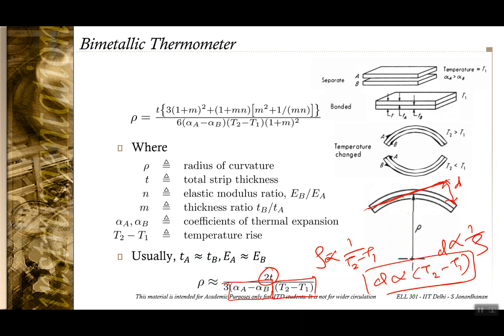Rather than rho, we will calibrate the dial based on the deflection, or deviation d, and that can be calibrated to indicate the difference in temperature. However, this would require us to know what T1 is, the temperature at which the bimetallic strip is flat. That knowledge is necessary, or else what you are basically looking at is only a measurement of T2 minus T1.